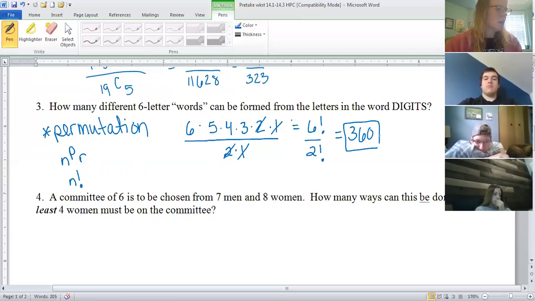All right, let's see, I think the rest of these are all combination problems, okay? But just know that we can use permutations when order matters, okay?